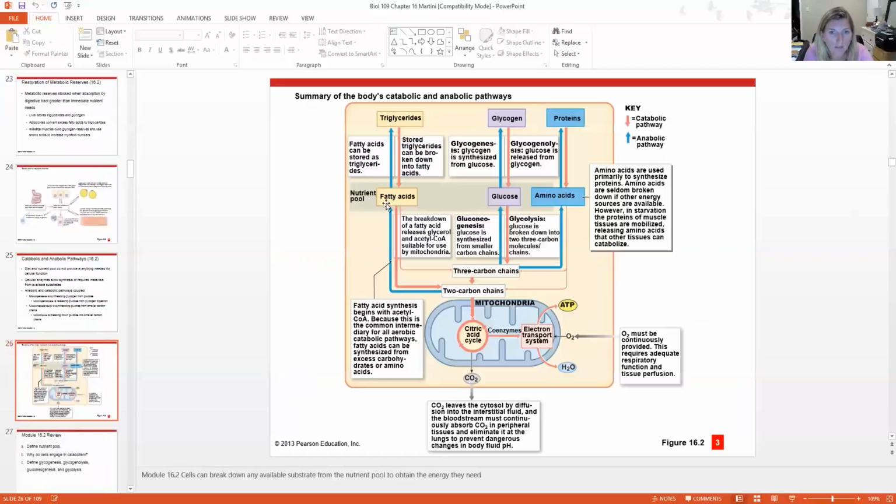Triglycerides can be broken down to fatty acids. Fatty acids can be built up into triglycerides. These fatty acids can be broken down into 2 or 3 carbon chains, which can enter the citric acid cycle and electron transport system to produce lots of ATP. Glycogen can be broken down into glucose, or glucose can be built up into glycogen. Either way, it's broken down in times of metabolic need to 2 and 3 carbon fragments to enter the citric acid cycle and electron transport chain.